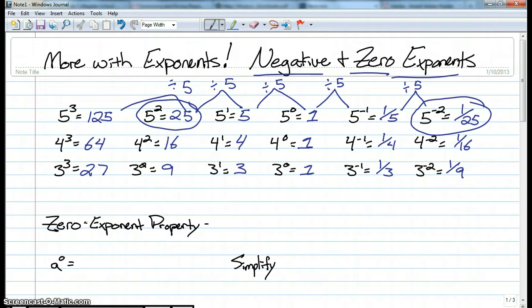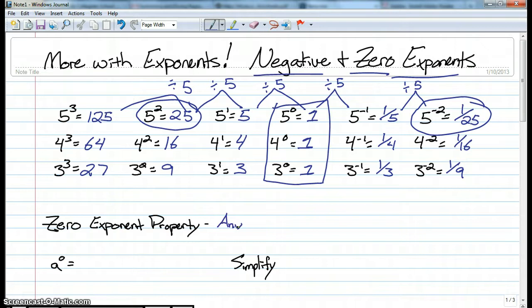The first property that we're going to take a look at is the zero exponent property, and we've got a column right here that has all of our exponents raised to the 0 power. The zero exponent property says this: any non-zero number raised to the 0 power is always equal to 1.